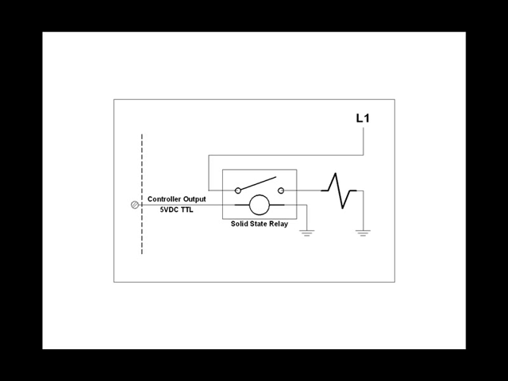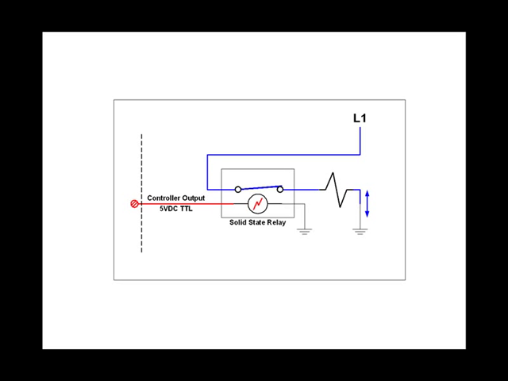When it goes high, the solid-state relay switches the field voltage L1 across the load, in this case 115 volts AC. These devices have absolutely no intelligence, artificial or otherwise. They simply interface 2 different voltage environments. In this case, controller output 5 volt DC TTL level to 115 volts AC line.